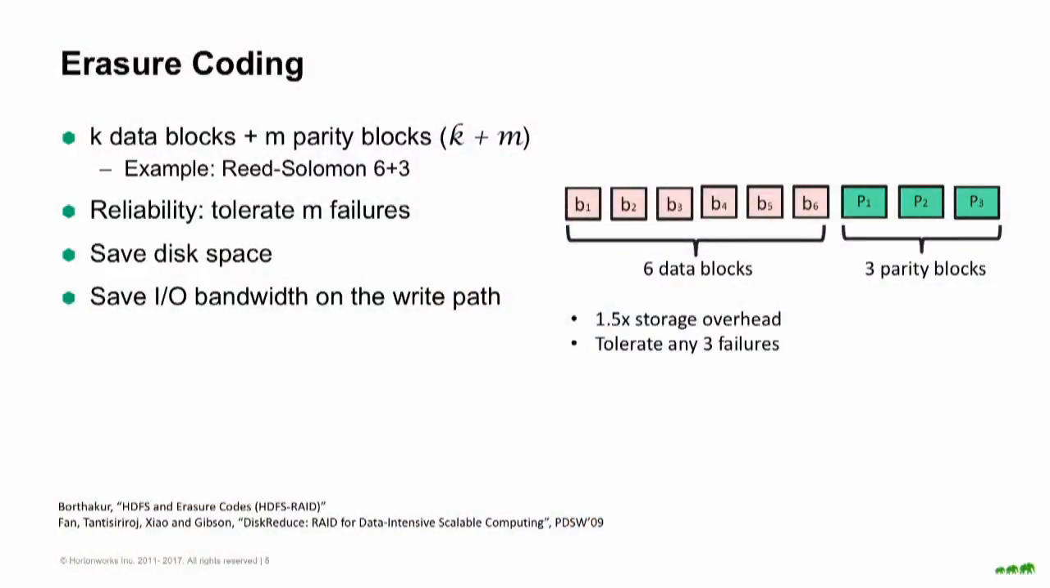storage. We can also save some IO bandwidth on the write path. Instead of writing 3 replicas, we are essentially writing only 1.5 replica. So writes can be faster.